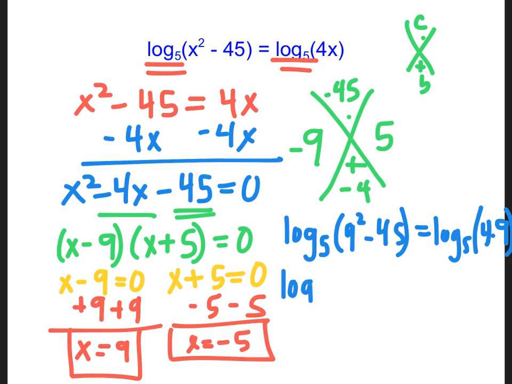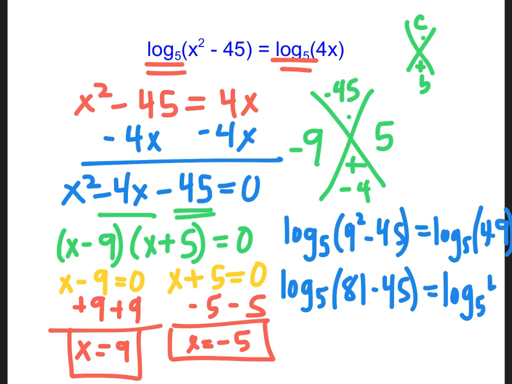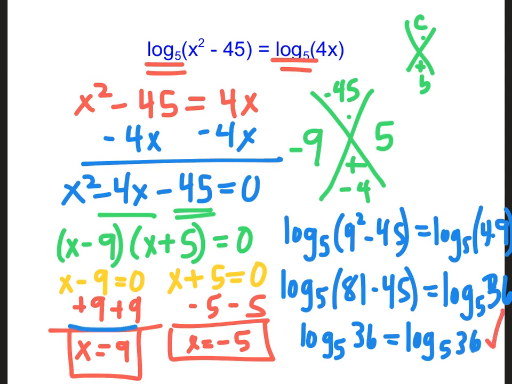So I have log base 5 of 81 minus 45 equals log base 5 of 4 times 9 is 36, yeah? All right, so then if I do 81 minus 45, I get 36. At this point, we have log base 5 of 36 equals log base 5 of 36. Those two are equal. So that means x equals 9 is in fact an answer.